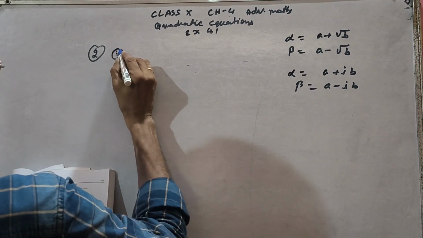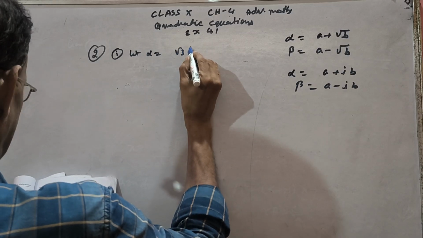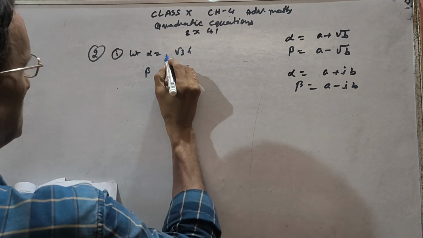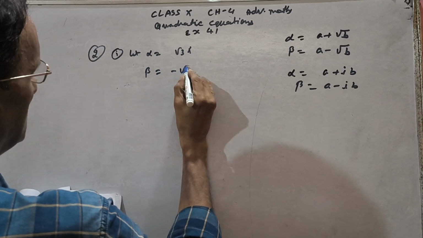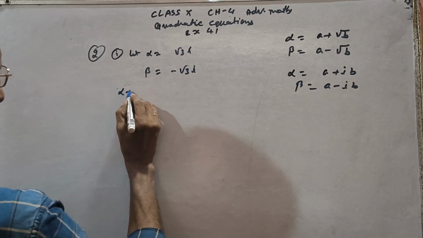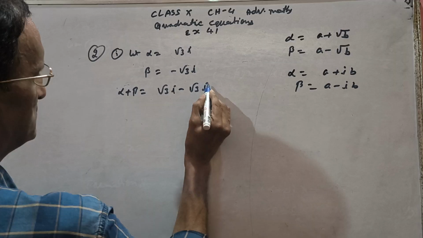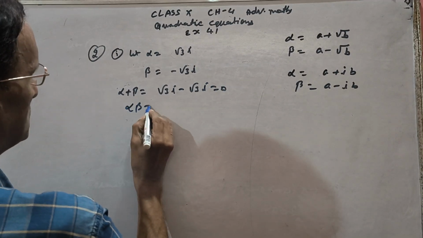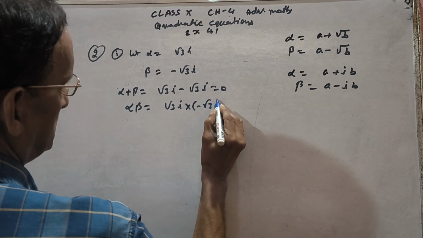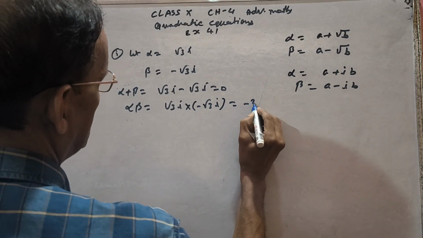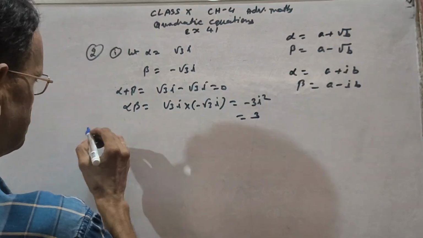So if you do number 1, you can write let alpha equal to root 3i. So root 3i means what? 0 plus root 3i. This conjugate will be what? 0 minus root 3i, which is minus root 3i. So obviously sum of roots will be root 3i minus root 3i, which is 0. And product of roots will be root 3i into minus root 3i. So how much will we get? Minus 3i square. i square is minus 1, so this is 3.